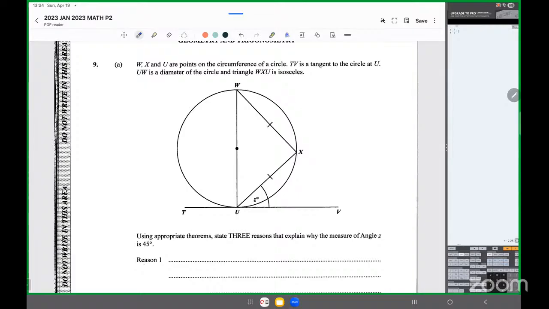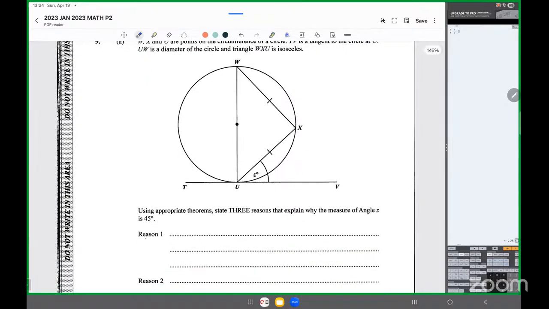Question says, using appropriate theorems, state 3 reasons to explain why the angle C is 45 degrees. This angle must be 45 degrees. 3 reasons why it is 45 degrees. All right, so let's look at some of the reasons why it is 45 degrees. Firstly, this angle is 90. Because this is isosceles, then this is 45 up here.